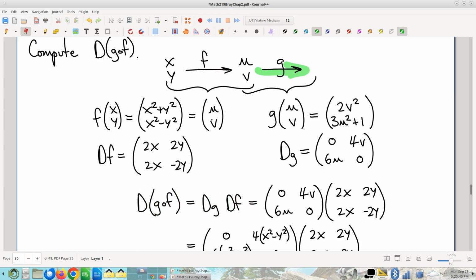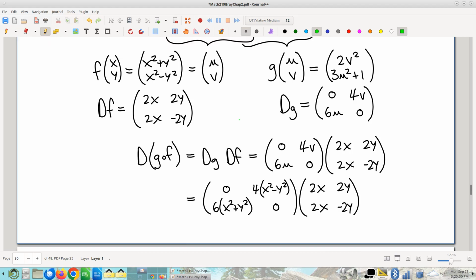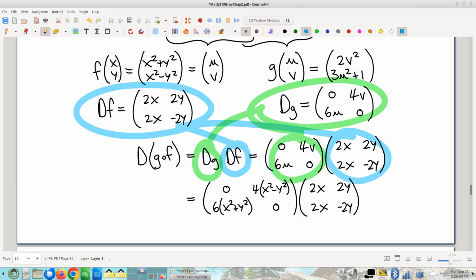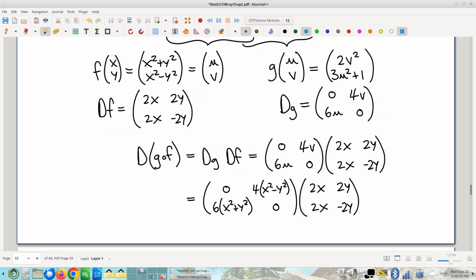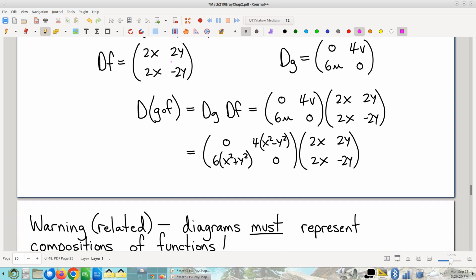Okay. All right. And notice I'm not even paying attention as to where I compute this. I just took the DG matrix and just kind of recopied it right there. And I took the DF matrix and I'm just kind of putting that over here. No big deal. And then, yeah, eventually I need to rewrite everything in terms of x and y. After all, the composition is a function of x and y. The derivative should also be in terms of x and y. So I got to rewrite all of this stuff here in terms of x and y.